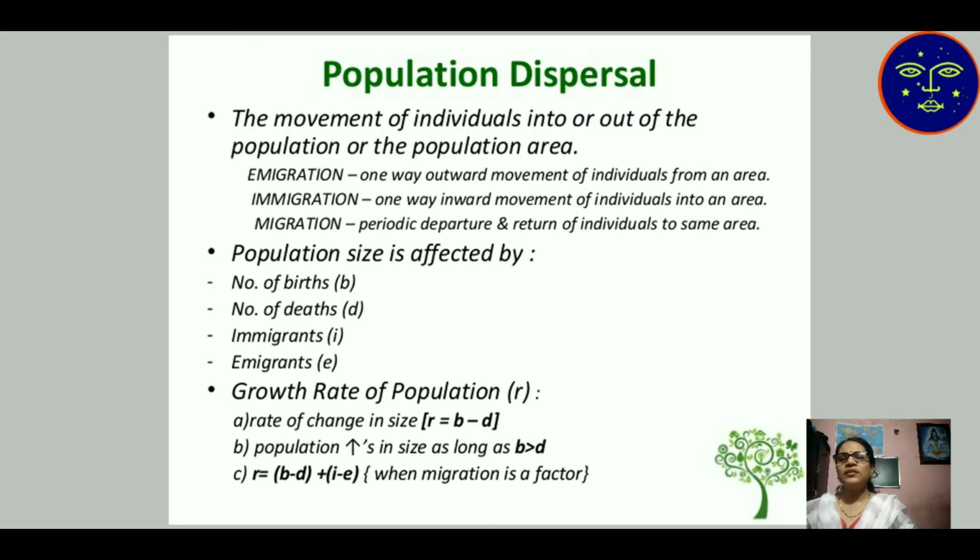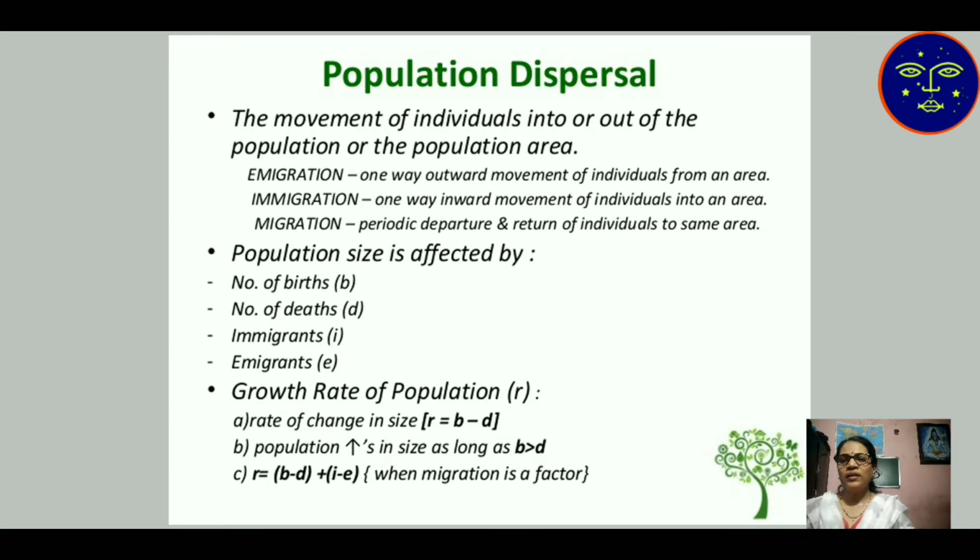Growth rate of a population, R. The first point is the rate of change in size: R equals small b minus small d, meaning birth rate minus death rate. Population size increases as long as b is greater than d, that is, birth rate is greater than death rate. And r equals birth rate minus death rate, plus immigration, where more individuals enter, minus emigration, the removal of individuals from a population, when migration is a factor.